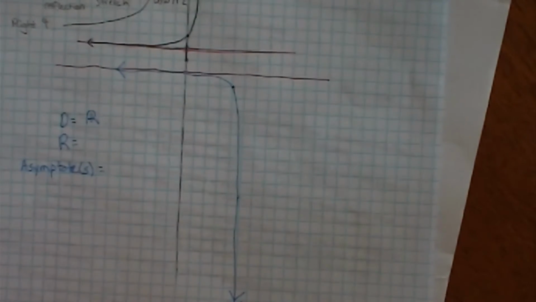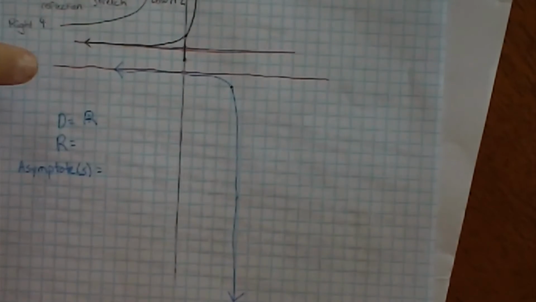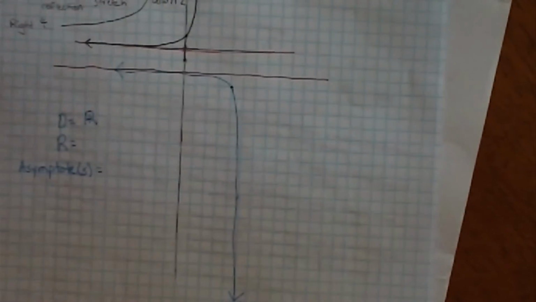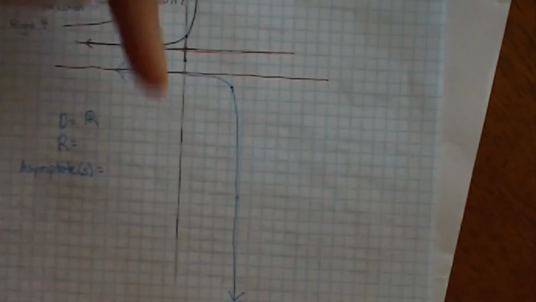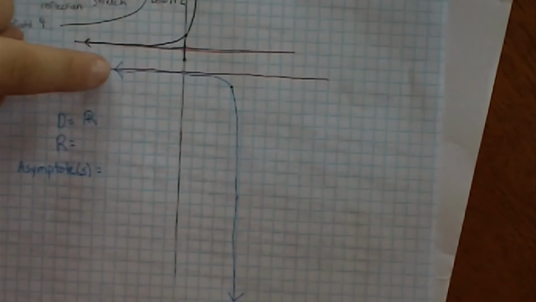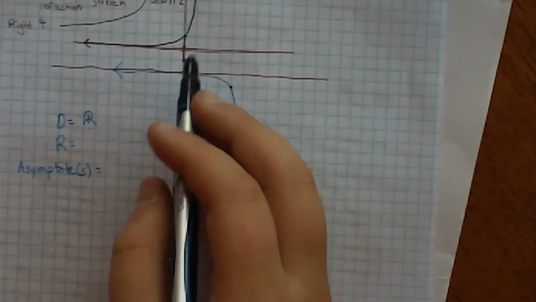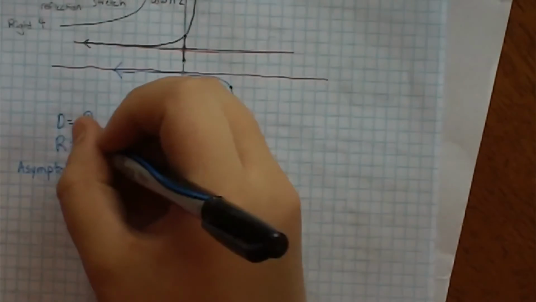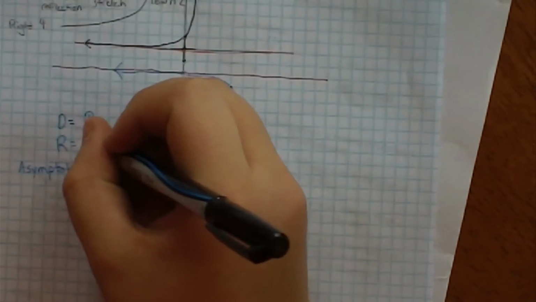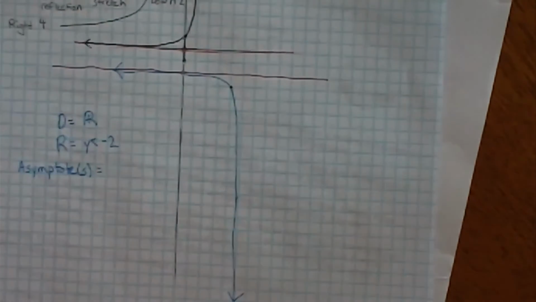And the range being the y values in the function, since they never touch this line right here, which is the asymptote, all the y values would be going down since the function goes down. So they would all be less than whatever the asymptote is. So they never go above negative 2. So the range would be y is less than negative 2.